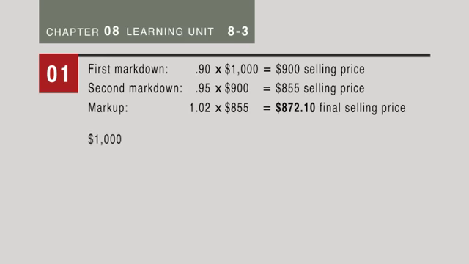So if we took 1,000 minus $872.10, it equals $127.90 in savings, divided by 1,000, which is the original selling price, shows us that we have a 12.79% margin.